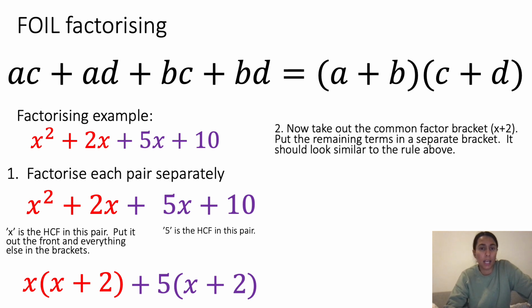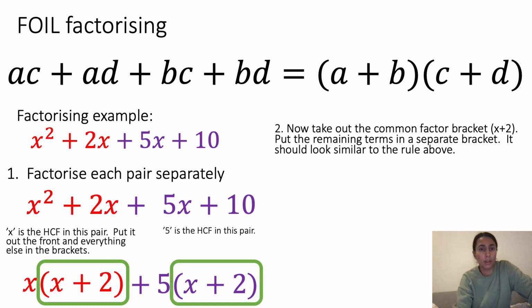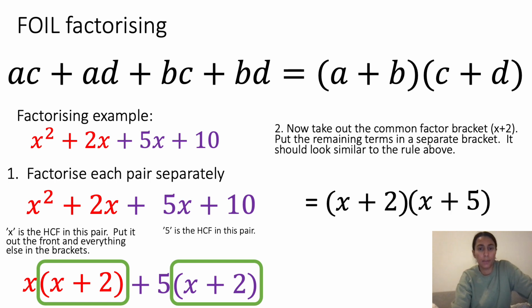So now we're up to the last step, which is take out the common factor, which is the bracket x plus 2. So I'm going to take that bit out the front, and I'm left with x plus 5 here. So my second bracket will be x plus 5. All right, 2 more examples, and then you can be on your merry way.